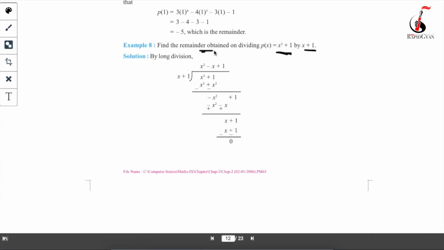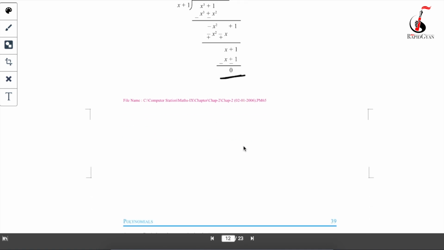So in this case, what is my remainder? 0. What was the question asking? The question was asking to find the remainder. So the remainder is 0. Check here, guys.